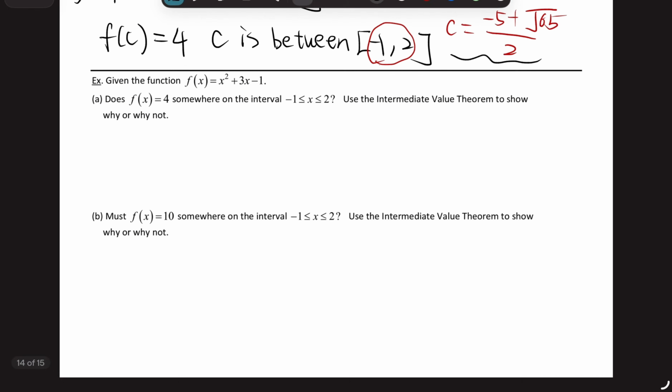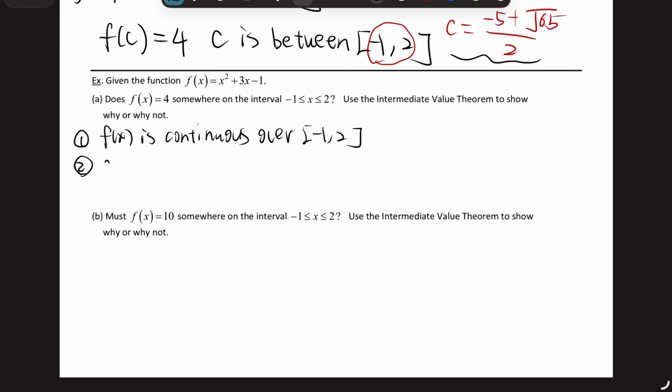So it's given the function f of x equals x squared plus 3x minus 1. The first question is, does f of x equal 4 somewhere on the interval, from -1 to 2? We should use the Intermediate Value Theorem. Again, the 3 rules. Since f of x is continuous over the interval from -1 to 2.